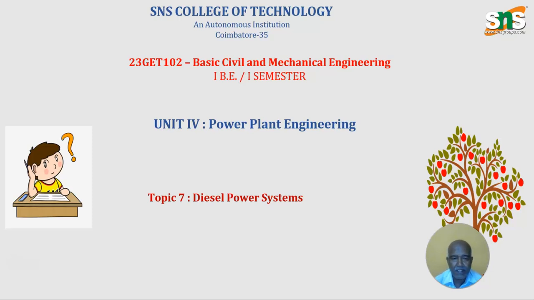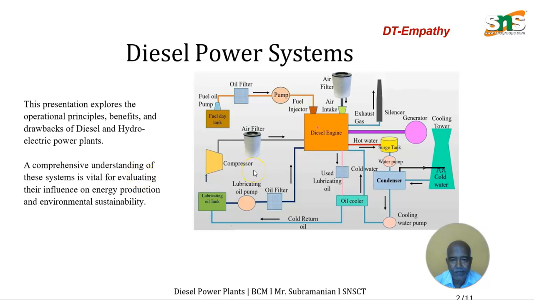In this session, we are seeing about power plant engineering. In power plant engineering, there are many sources of generating electric power: hydroelectric power, steam electric power, solar power, nuclear power, and in this session, we are going to see about the diesel power plant. So, diesel power systems. A diesel power system is one where the power is generated without the use of the turbine.